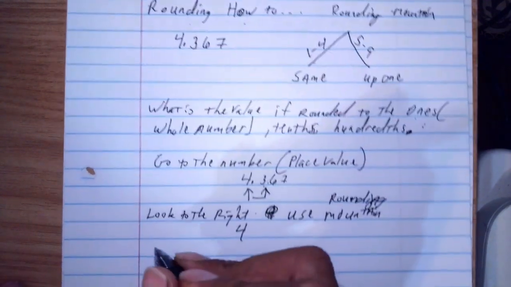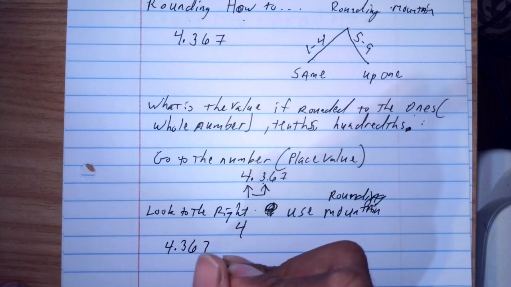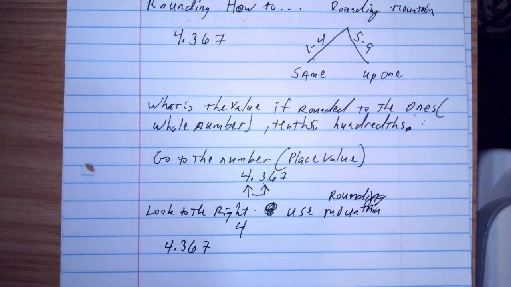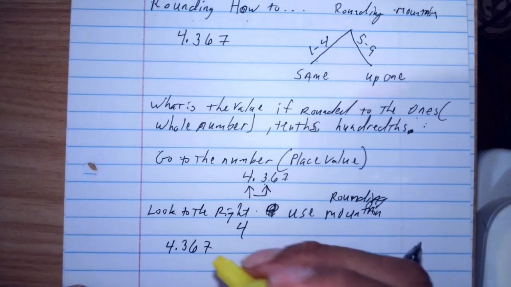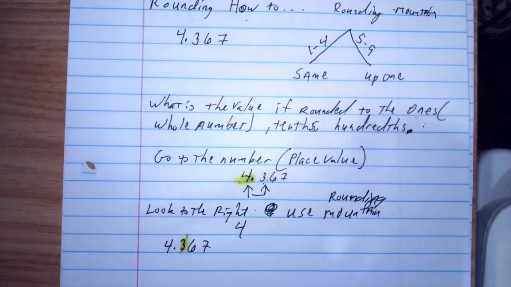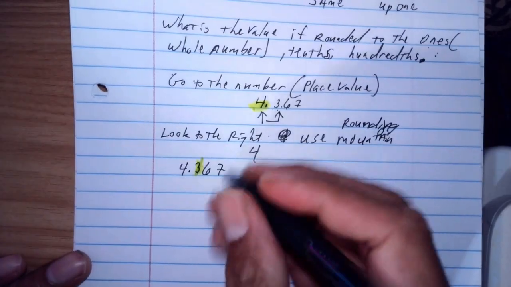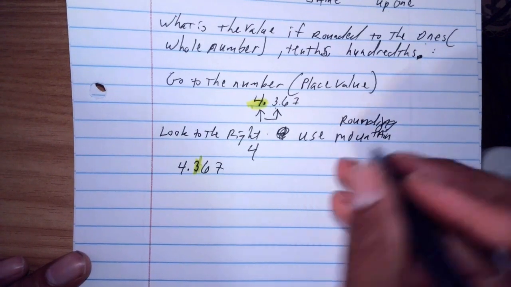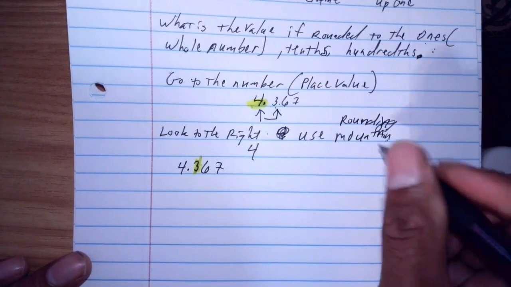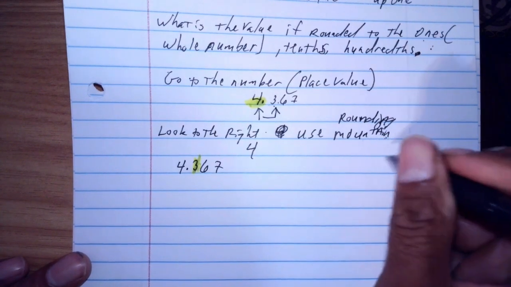Okay, now we're going to speed this up a little bit more. So now I'm going to rewrite the number again. And this time I am going to go to the tenths. So I'm going to go ahead and highlight the tenths now. This one was in the ones, right? So now I'm going to go to the tenths. And it says that I want to follow those 2 steps. This is where it tells me what I need to do. So really my third step would be use that to either round up or stay the same.